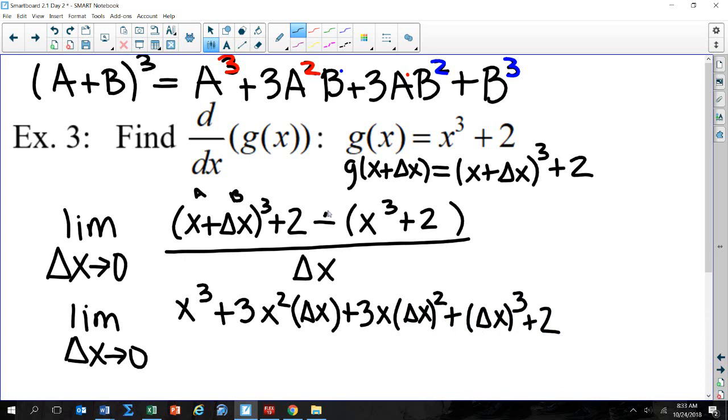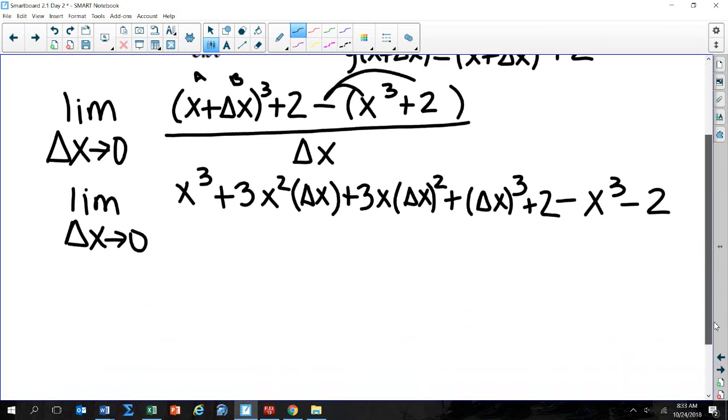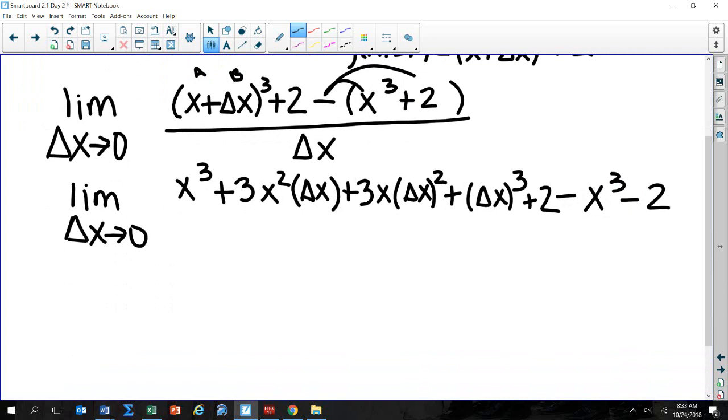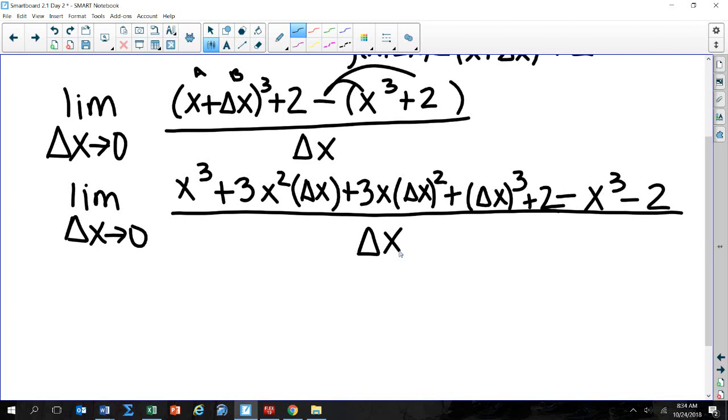And I'm going to distribute the negative through. So we get minus x cubed minus 2. Goodness gracious. And that's all over delta x. Okay, now it looks awful, but we know that things are going to get better and stuff's going to start canceling. Right? We can actually start to do it right now. What cancels? The x cubed will cancel, right, when we combine like terms. And the 2's will cancel, plus 2 minus 2. Oh, I worked this first. Hold on a second.